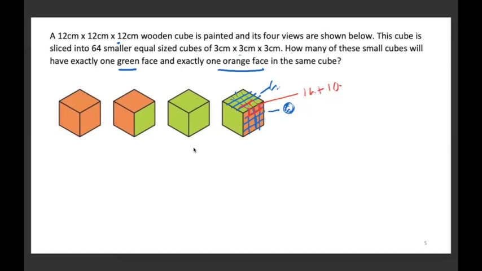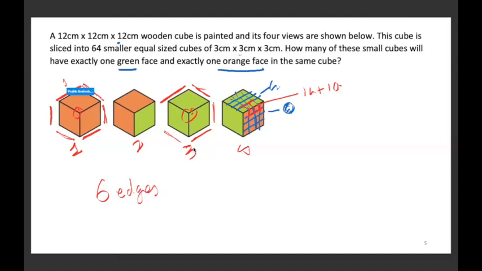Now, if you look at, one second, let me just number it. If you look at figures 1 and 3, you will find that these edges, all of these edges which I'm marking here, will have exactly one green and one orange facade. Why? Because the side behind 1 is 3, which means that all these edges will have exactly one green and one orange face touching each other. So there are a total of 6 such edges which I have marked here. 1, 2, 3, 4, 5, and 6.